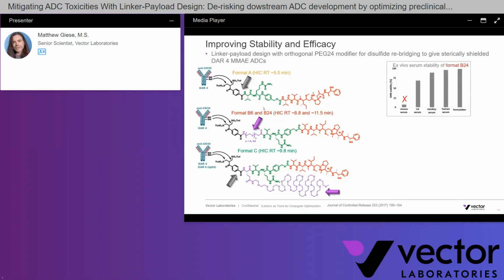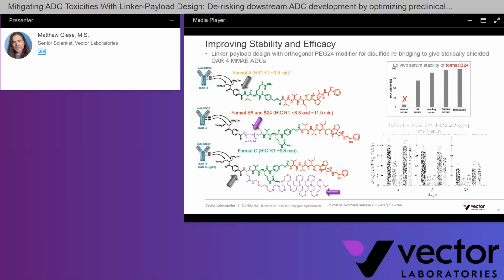The val-cit trigger is susceptible to cleavage by circulating CES1C in mouse, and that was verified here for formats B24. However, CES1C has a very restricted active site access, and that can be leveraged by some of these conjugates. In vivo stability studies found that formats B6 and B24 with that long conjugation distance were extremely unstable. However, format A with the short conjugation distance was much more stable.